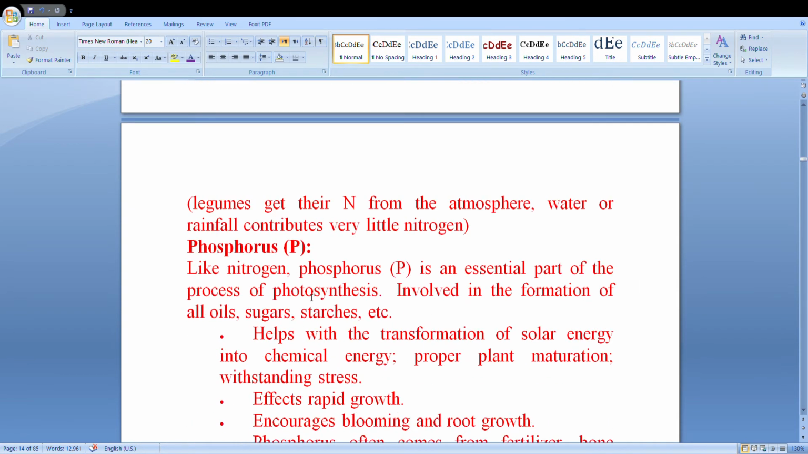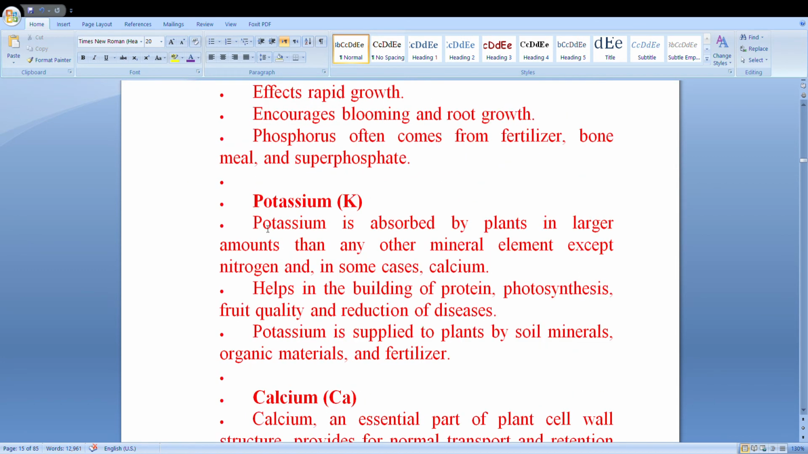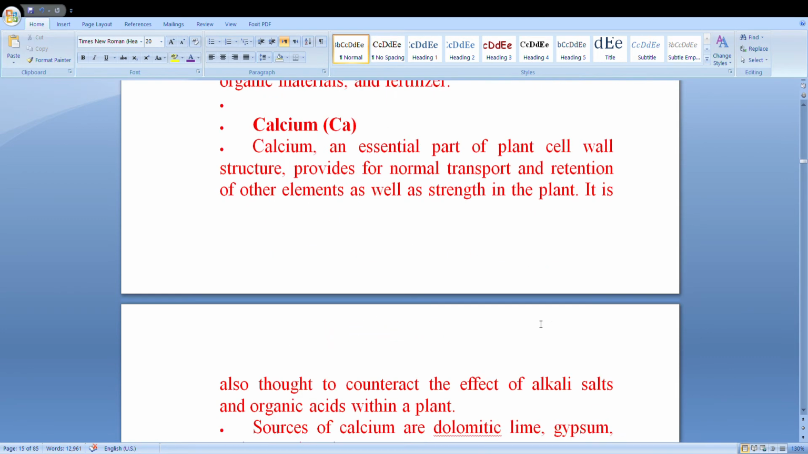Phosphorus, like nitrogen, is an essential part of photosynthesis, involved in the formation of all oils, sugars, and starches. It helps the transformation of solar energy into chemical energy for plants. Potassium is absorbed by plants in larger amounts than any other mineral element except nitrogen. Calcium is an essential part of the plant cell wall structure and provides for normal transport and retention of elements, as well as strength in plants.